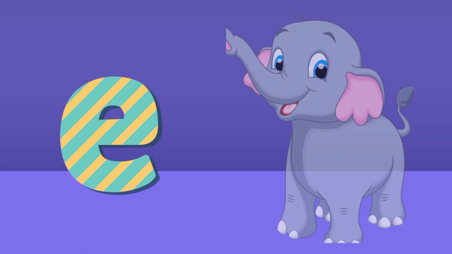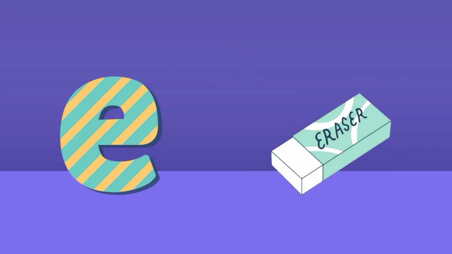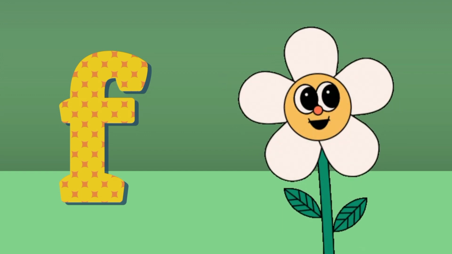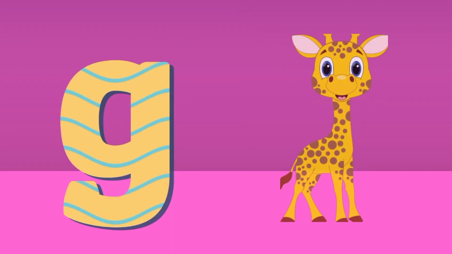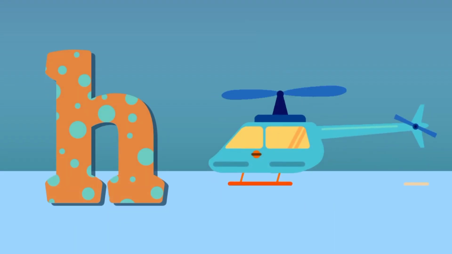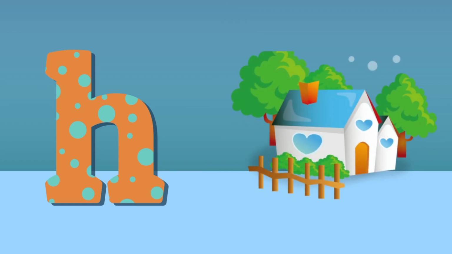E for elephant, and E for eraser. F for fox, and F for flower. G for giraffe, and G for gate. H for helicopter, and H for house.